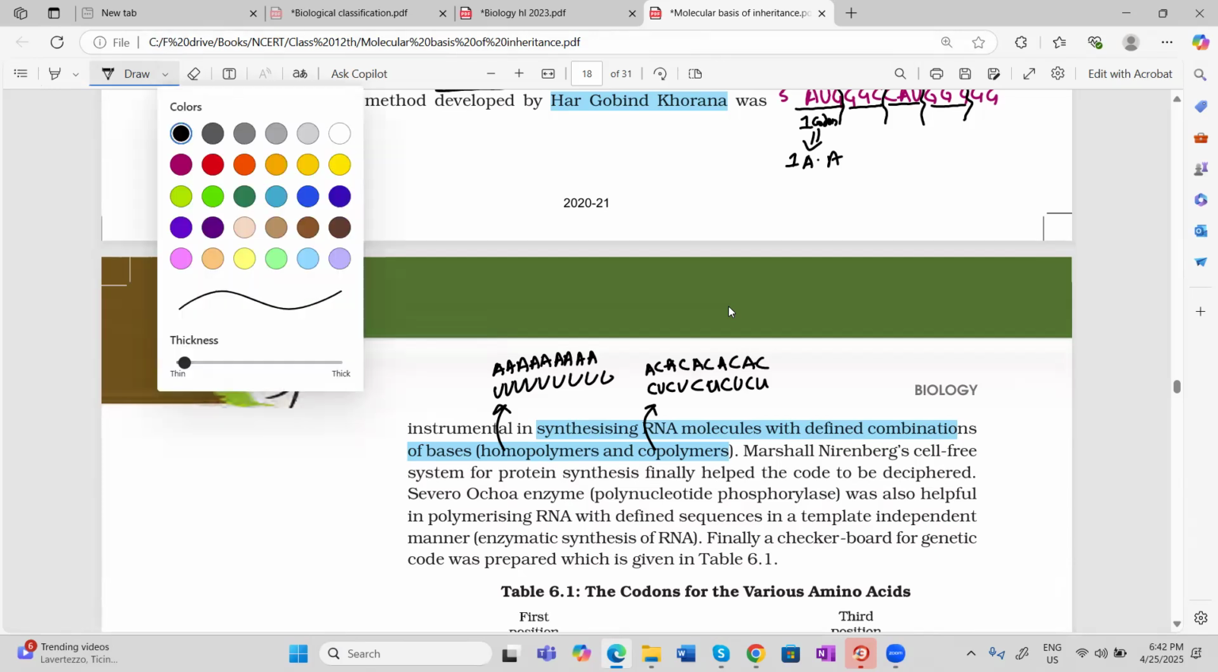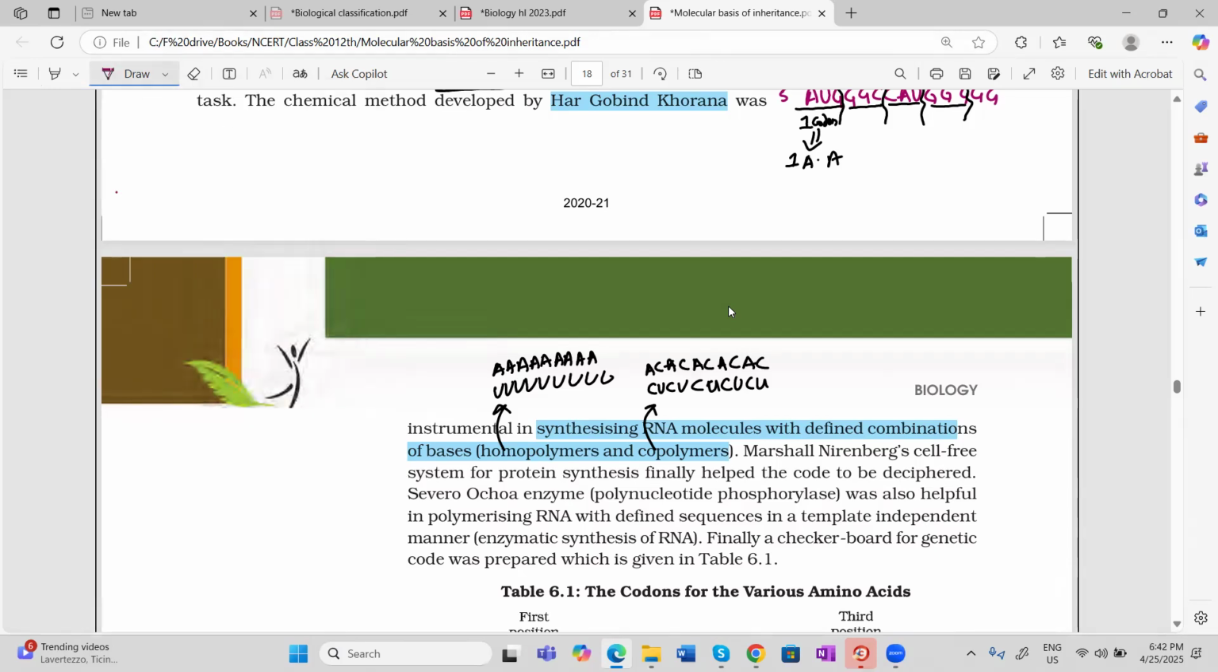The codon, we know, is a triplet. So this is a set of 3, a set of 3, a set of 3, this way. Are you getting it? So he prepared RNA in defined combinations of bases by using DNA as a template. The first person was Har Gobind Khorana.